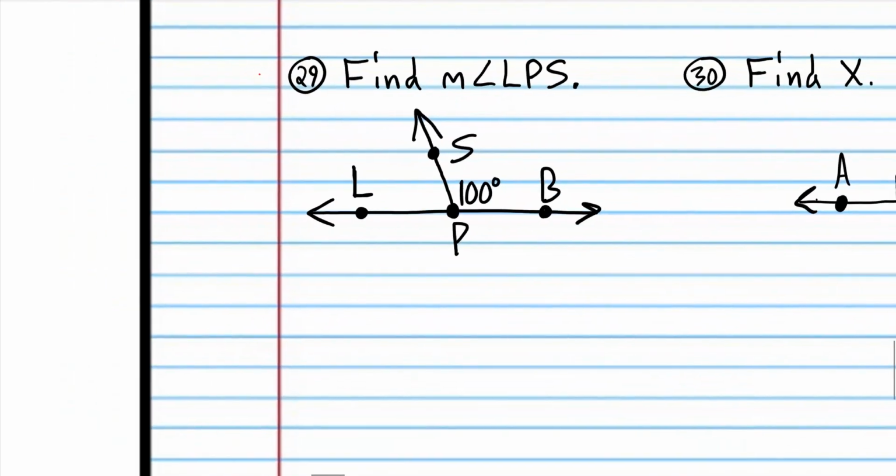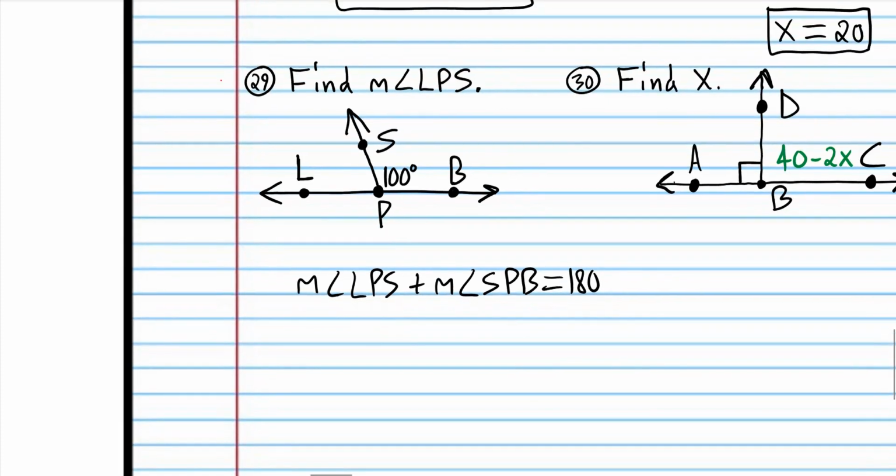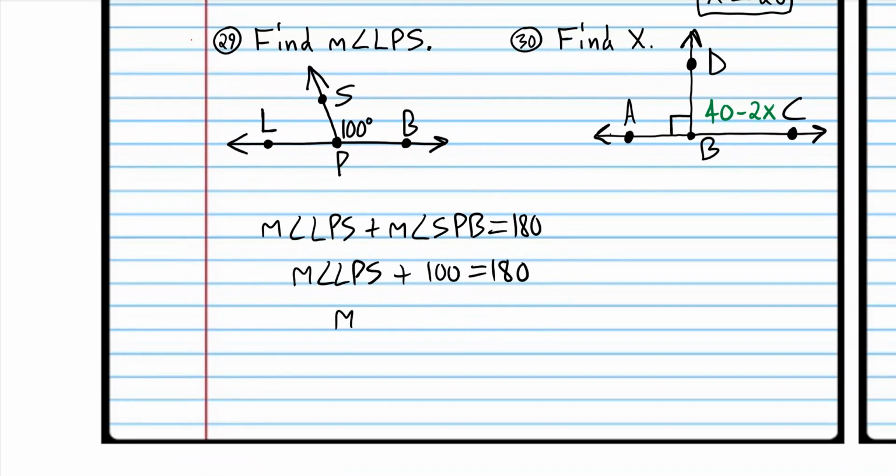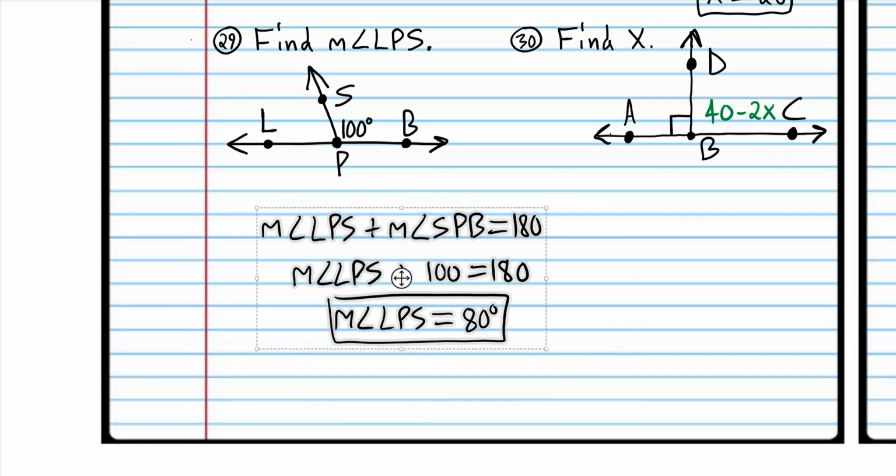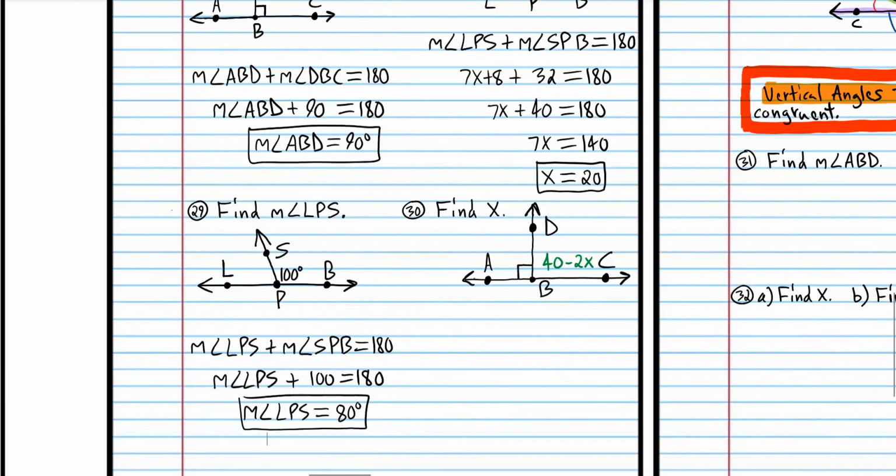All right, we're back. So we see that these two angles form a linear pair, which means that they're supplementary. The measures of their angles add up to 180 degrees. The measure of angle SPB is 100 degrees. It tells us that in the picture. And we just subtract 100, and we find that the measure of angle LPS is equal to 80 degrees. So if you got that one right, excellent. Go ahead and try number 30, and when you come back, we'll do it together.